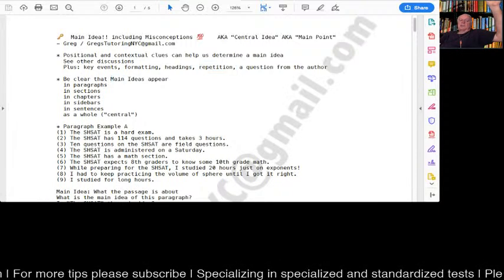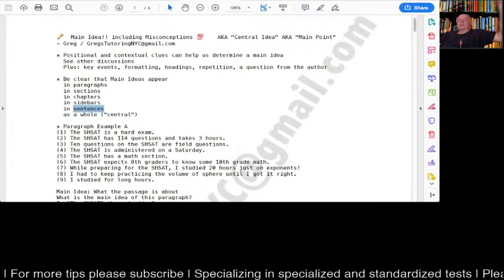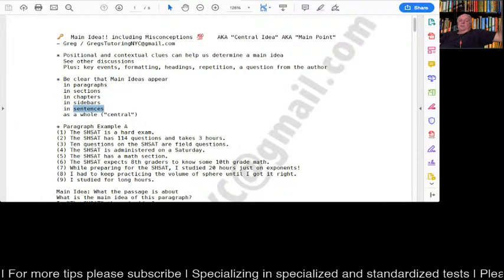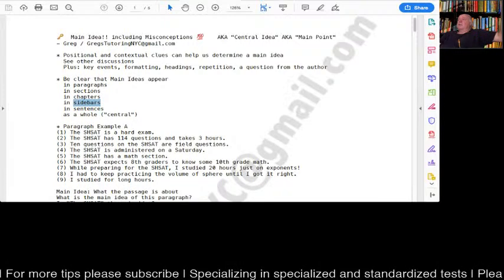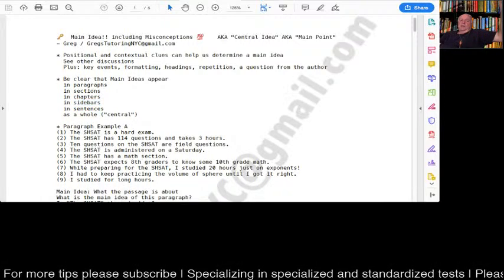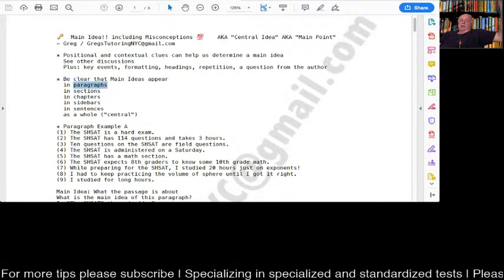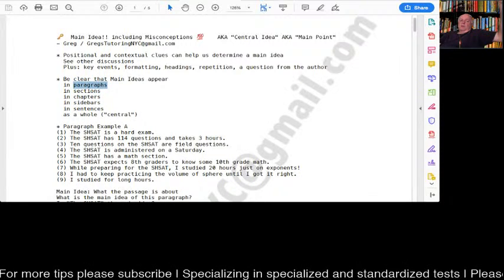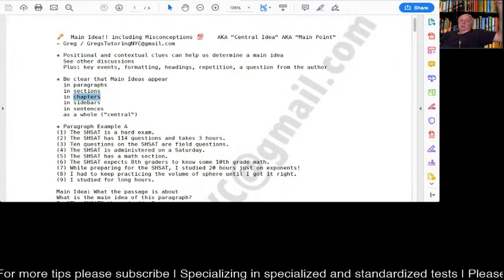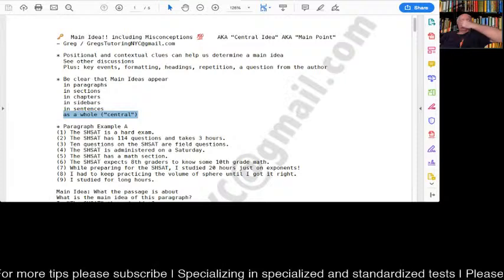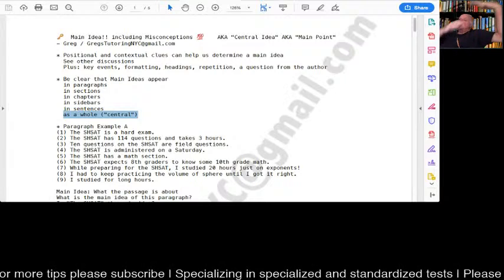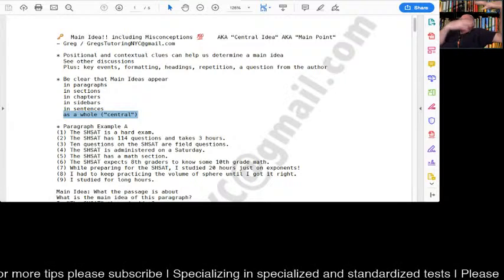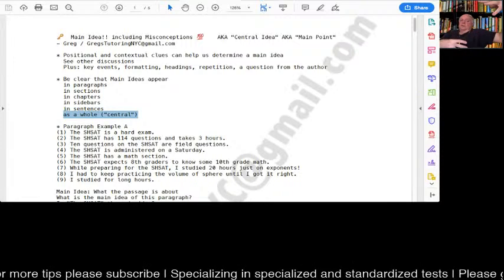It can be in just a sentence. What's the main idea of just a sentence? What's the main idea of a sidebar? What's the main idea of an illustration? What's the main idea of a whole section? What's the main idea of a paragraph? What's the main idea of a whole chapter of a book? In our case, we're focusing on standardized testing often. So we're looking at what's the main idea of the whole passage, as a whole entity by itself, right?